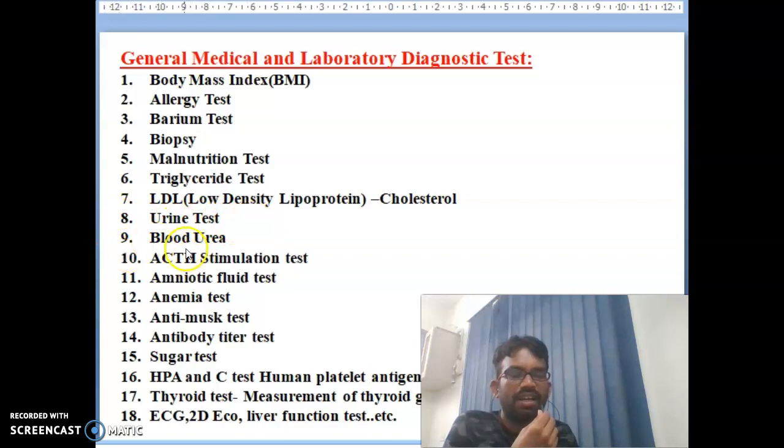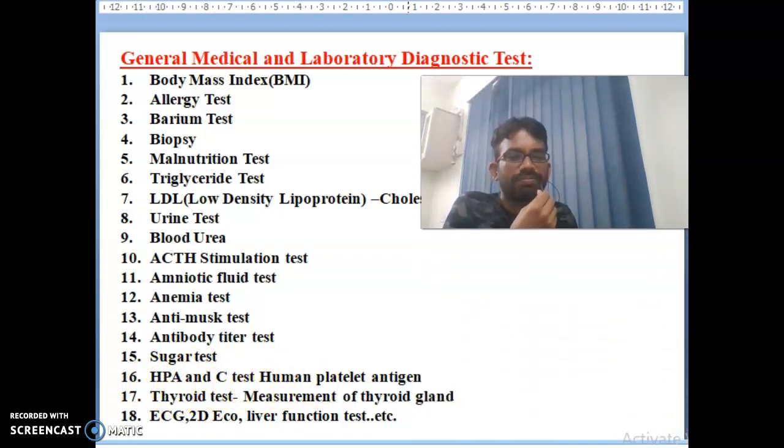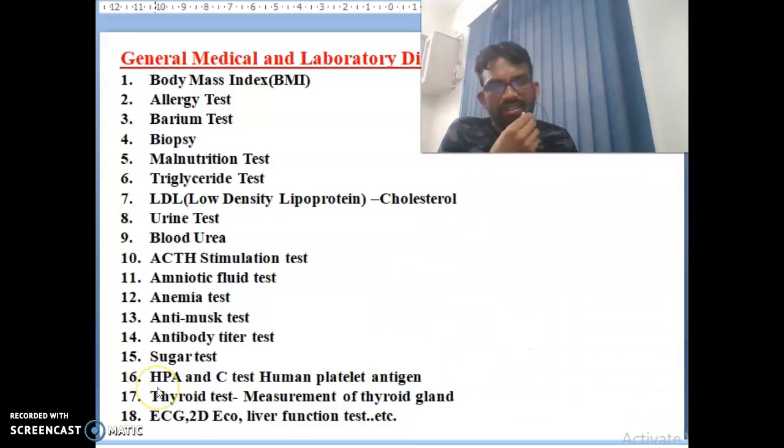And the eighth one is a urine test, the ninth one is blood urea, how much urea percentage level, and the 10th one is the ACTH stimulation test, and the 11th one is the amniotic fluid test, the 12th one is the anemia test, the 13th one is the anti-mask test, the 14th one is the antibody titer test, the 15th one is the sugar test, and the 16th one is the HbA1c test, for human platelets and antigen test. You can see the 17th one is the thyroid test, the measurement of how the thyroid gland works. And you can see ECG, electrocardiograph, and 2D ECHO, liver function, etc.